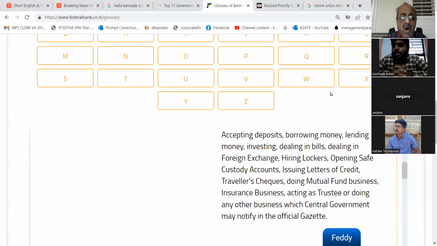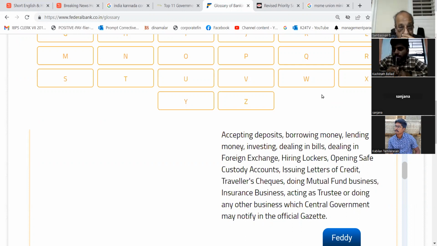This is the long definition, but normally I advise candidates to answer what banking means. Banking means accepting deposits from the public and making advances. That will do. Later on, they will ask you, what are the other services banks do? Then you can tell about bank assurance, mutual fund products, hiring of lockers, etc.